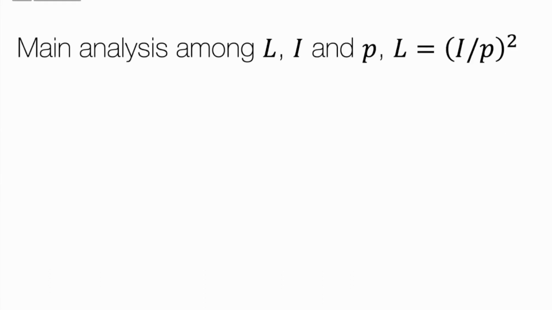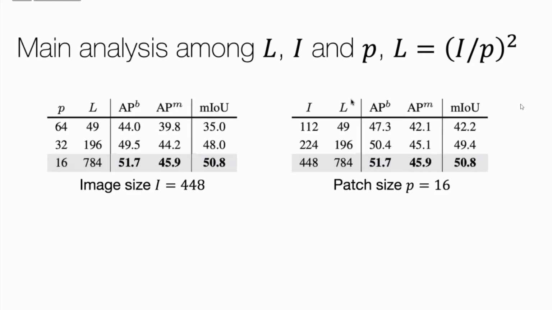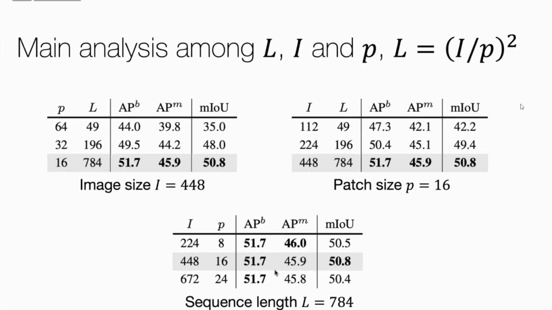And here I'm showing our main analysis among the three input parameters: sequence length L, image size I, and patch size P. We first try to fix the image size or patch size, and jointly change the two other input dimensions. We can see that as long as the sequence length is changing, the performance is changing together with it. And when we switch to sequence length L, so we keep L fixed, and then we vary the image size I and patch size.